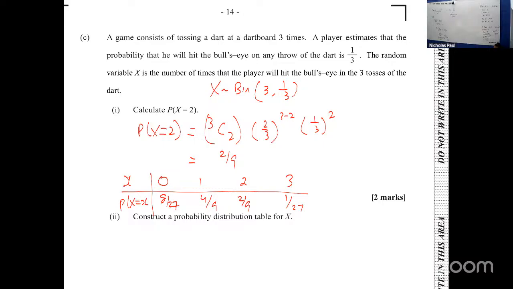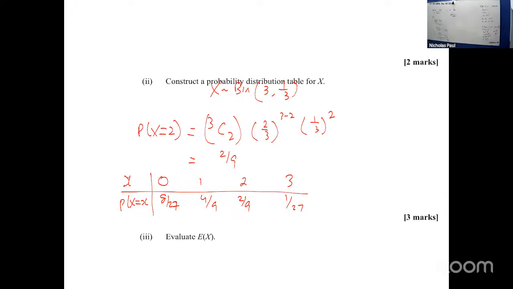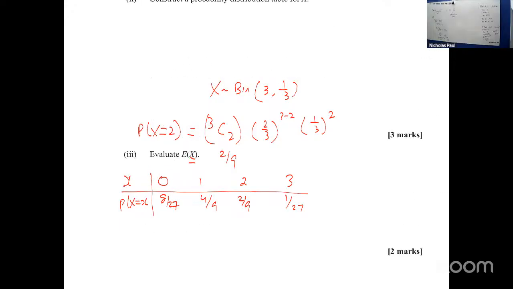Alright, so you have to work out 4. So take a little while, but you have to work out 4. Or work out for 3 and then minus from 1 to get the last one. Find E of X.